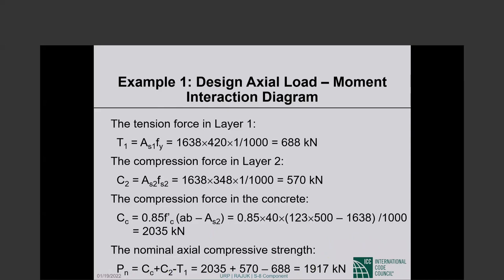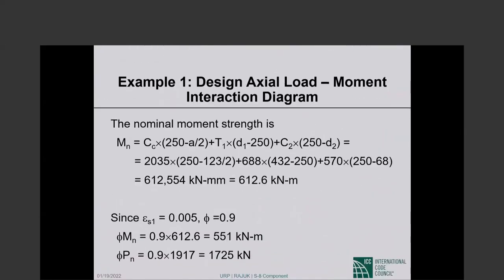So the axial force on the section, that would be P sub n, is the two compressions minus the tension. That is 1917 kilonewtons. And then we take moments about mid height of the section, 250 millimeters from the top or the bottom, of the two compression forces and the tension force. That gives us a nominal moment strength of 612.6 kilonewton meters.